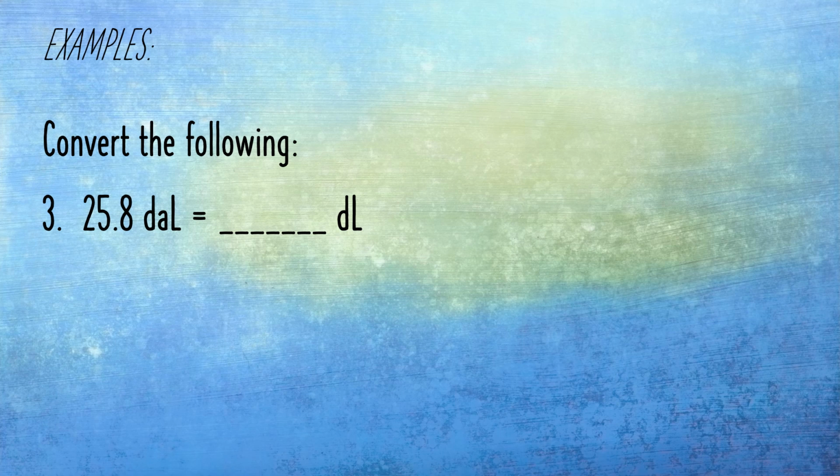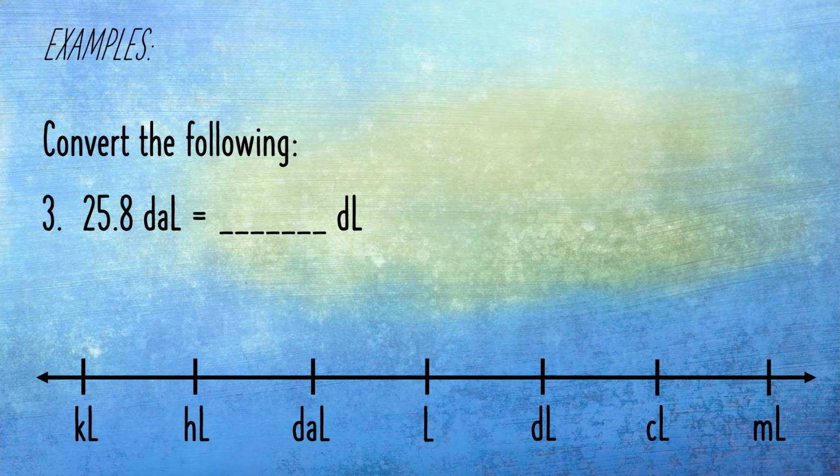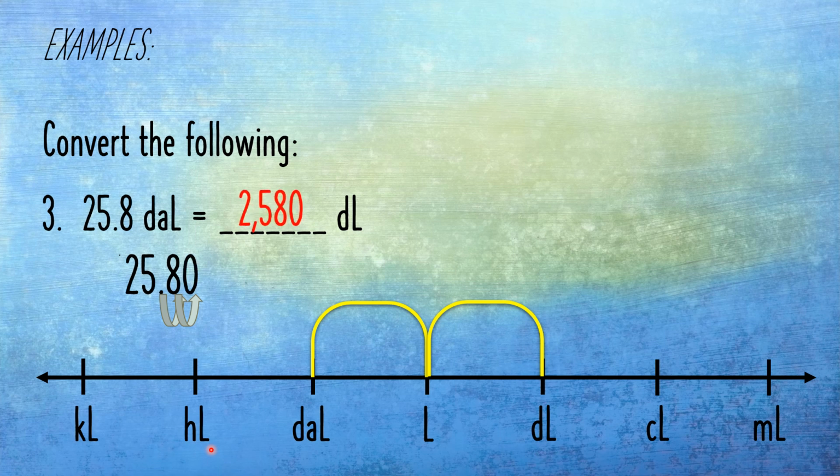Third example, 25.8 decaliter is how many in deciliter? Use the metric system of measure. Copy the given, 25.8. So, simula sa DAL, papunta sa DL. So, pupunta tayo sa kanan. 1, 2. Therefore, let us move the point to the right in 2 units. 1, 2. So, 25.8 decaliter is 2,580 deciliter. Again, kapag may nakita kayong space dito, palagi po siyang lalagyan ng 0.